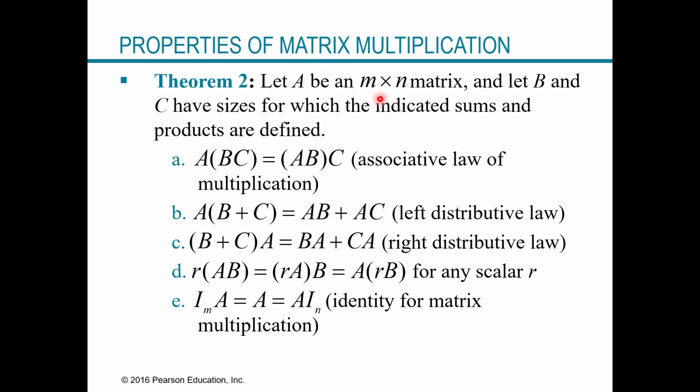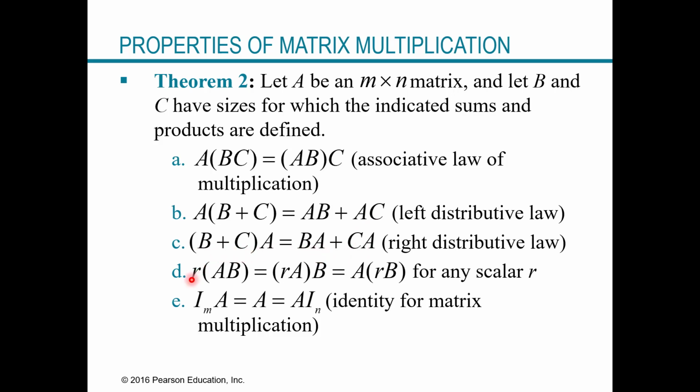So we have that our matrix A is size n by n, B and C have the sizes for which the indicated sums and products are defined. This is just a general statement saying that we can do these following properties. All right, so the associativity law holds, where we can say B times C first, times that by A. Or we could do A times B first, and then times that by C. The distribution from left and right also holds. So B plus C, then times A, is the same as A times B plus A times C. And it's very similar with the right distribution.